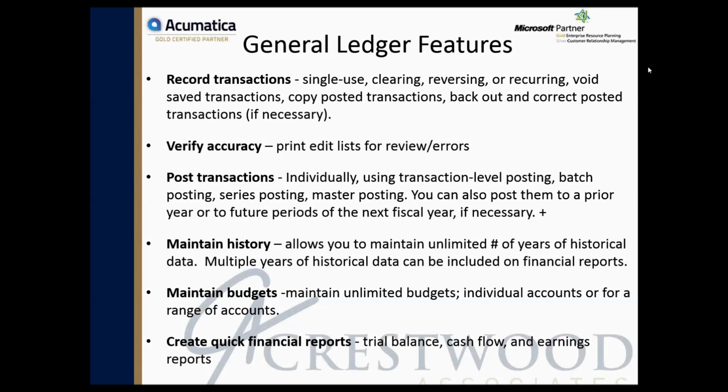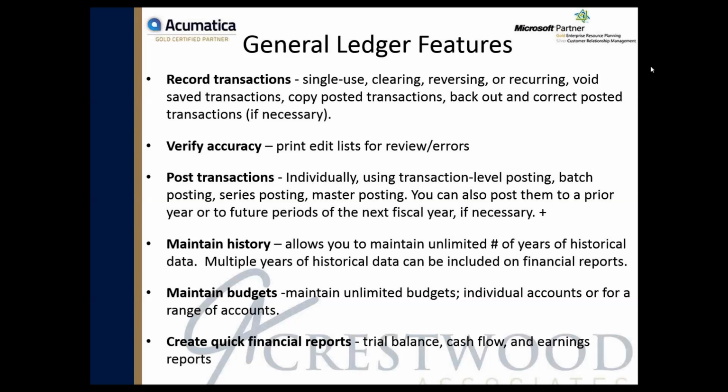All right. Now that we have covered your budgets, let's talk about quick financial reports. Now, these are basic default reports that come with Great Plains. It could be your trial balance, cash flow, and earnings reports.